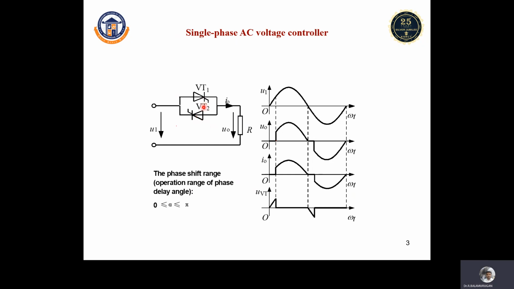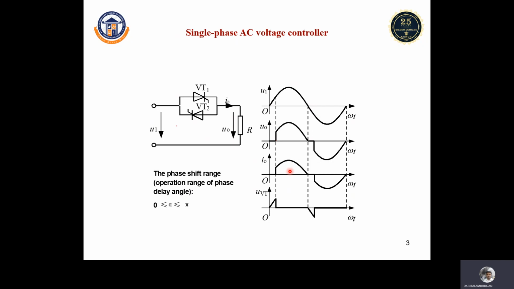Here two SCRs are connected in anti-parallel. One SCR will give the positive half of the output and the other SCR will give the negative half of the output with respect to the connected supply. When the supply is positive, T1 will conduct and the output will be given like this. If the negative half is given as input, this negative half of the output will come. Both will have the same firing angle. This is the working of a single phase AC voltage controller.